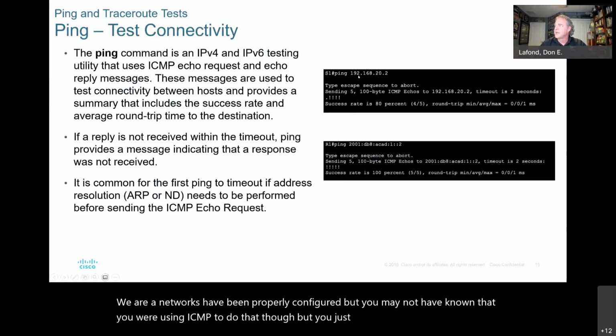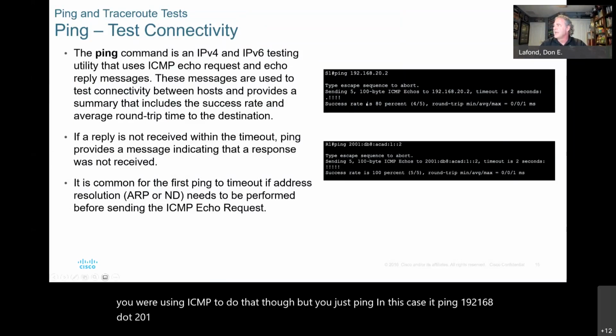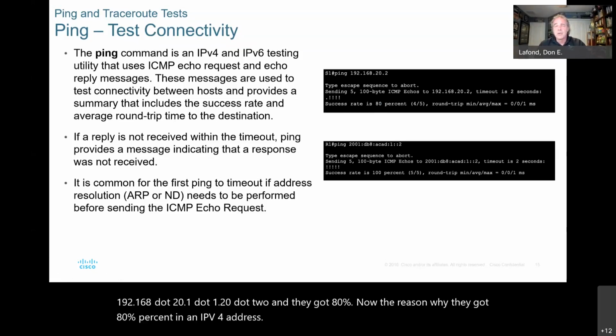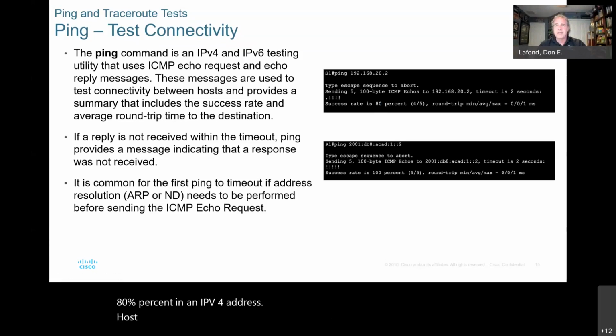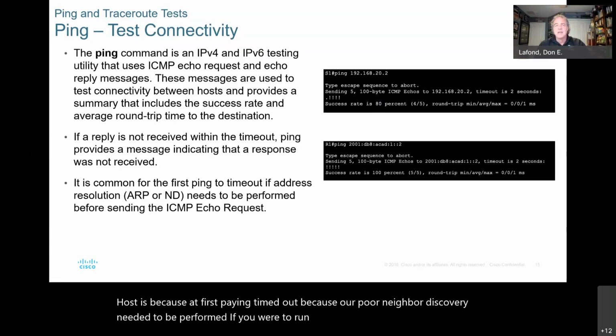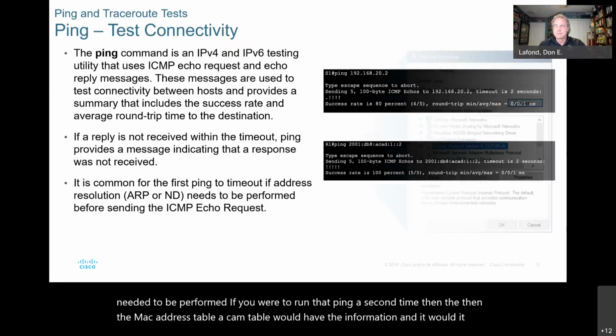In this case, they're pinging 192.168.20.1, 20.2, and they got 80%. Now, the reason why they got 80% in an IPv4 address on a host is because that first ping timed out because ARP or neighbor discovery needed to be performed. If you were to run that ping a second time, then the MAC address table, a CAM table, would have the information and it would succeed 5 times.